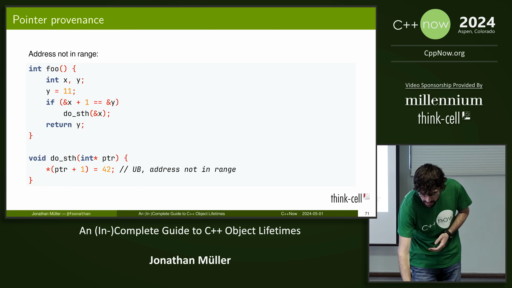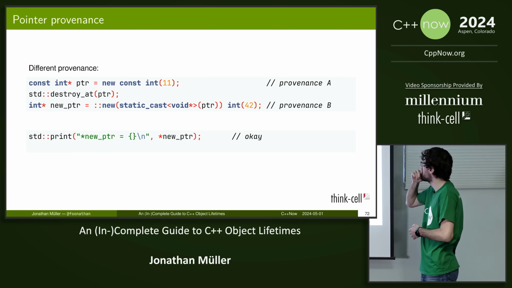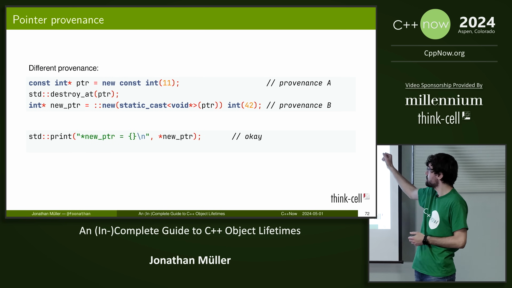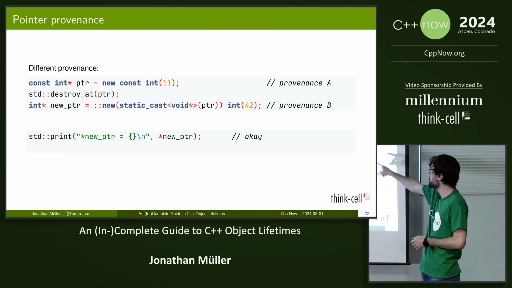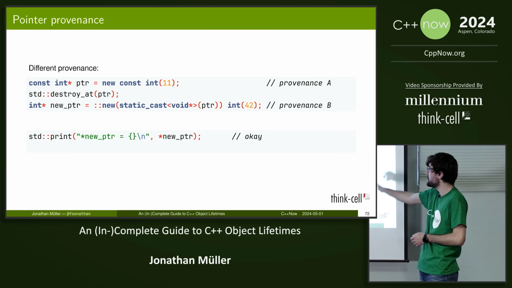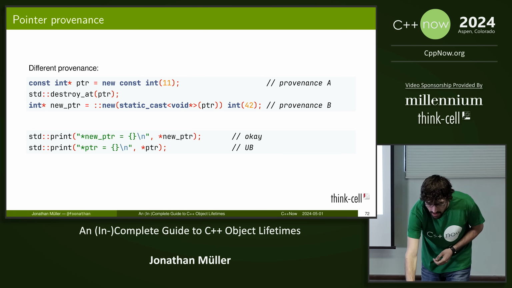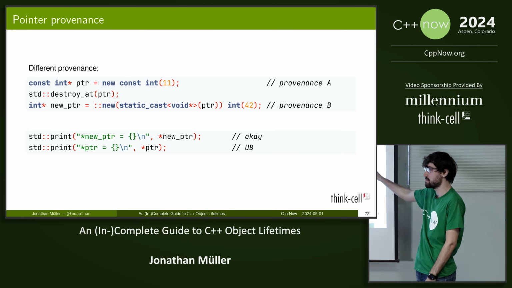Yeah, for example, this one. We create a constant object in the heap. This is provenance A. We destroy it. We replace it. This creates a new object with provenance B. We're allowed to use the new pointer. We're not allowed to use the old pointer because the provenance doesn't match.